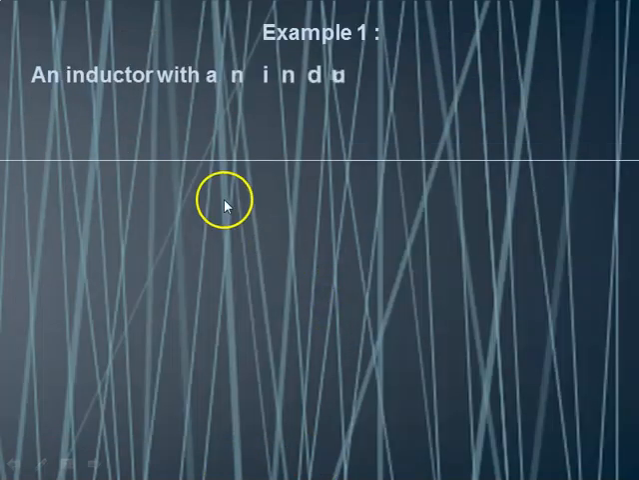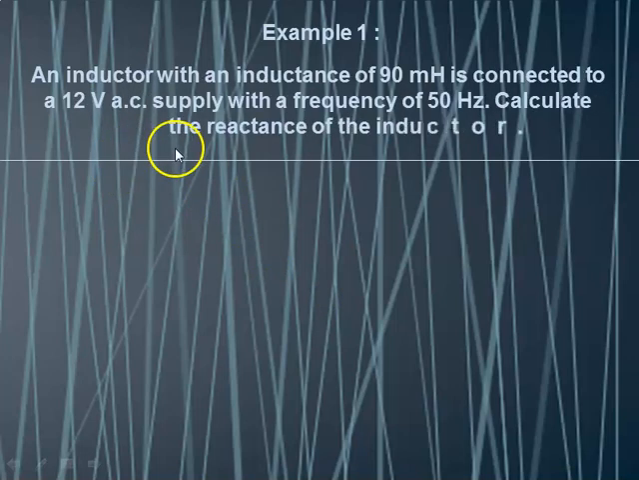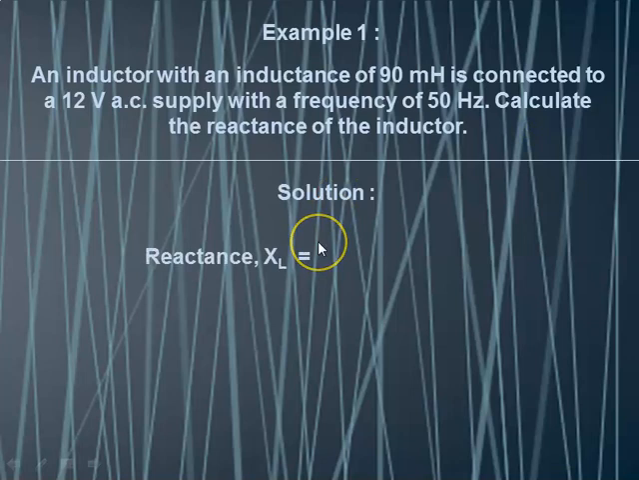We try this example. An inductor with an inductance of 90 millihenry is connected to a 12 volt alternating current supply with a frequency of 50 Hz. Calculate the reactance of the inductor. Solution: using the formula reactance XL equals 2 pi fL, we substitute the frequency given, 50 Hz, and L, inductance 90 millihenry, converted to henry. Therefore, the answer is 28.3 ohm.